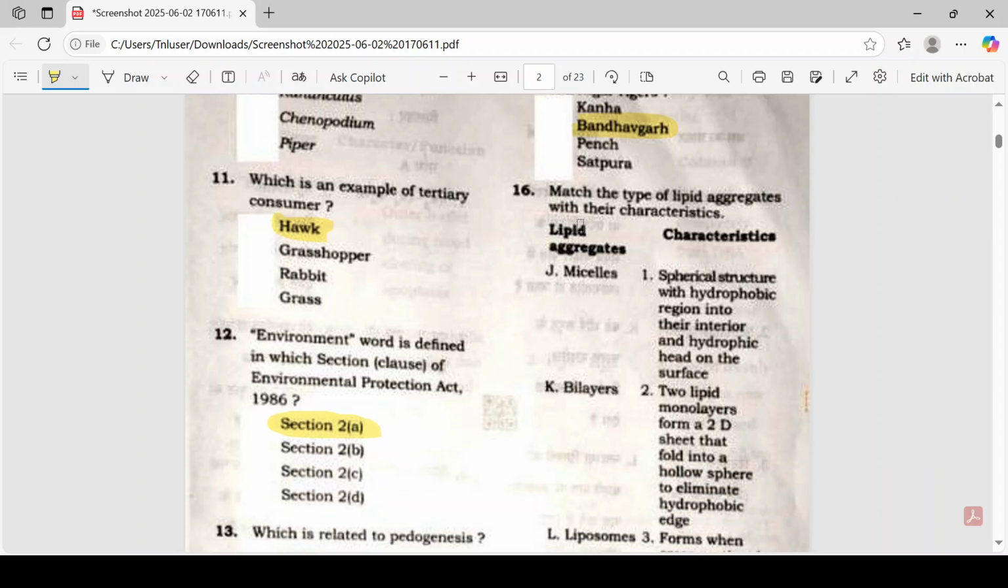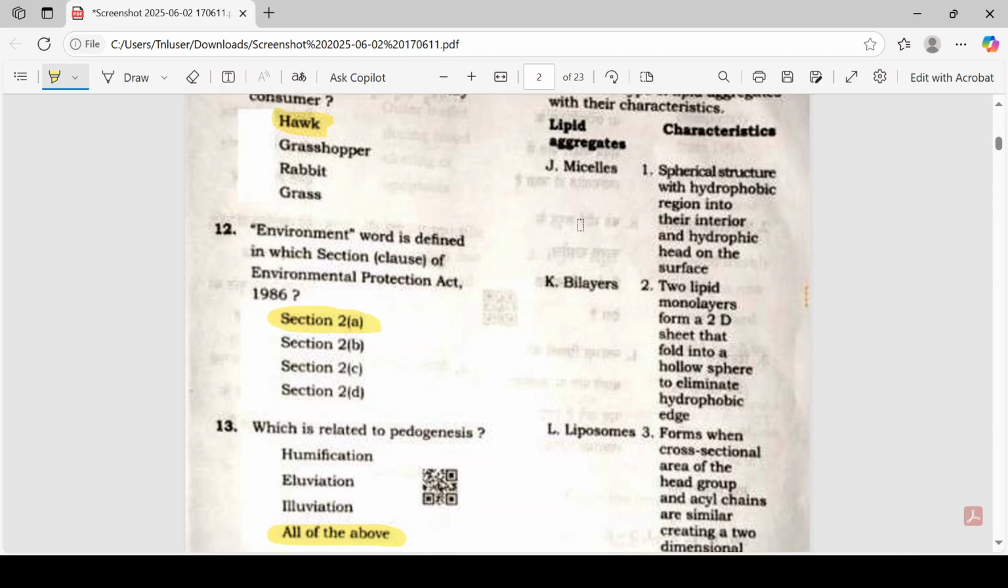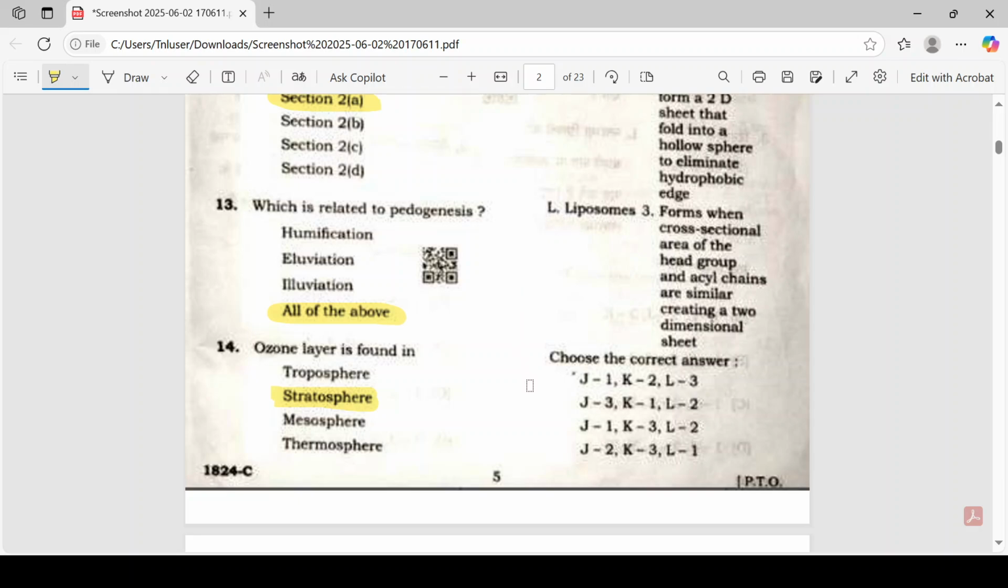Question number 16. Match the type of lipid aggregates with their characteristics. We have micelles, bilayers and liposomes, and then we have some characteristics alongside in the other column. The correct answer will be option number C, that is J1, K3 and L2. Please have a note of it.